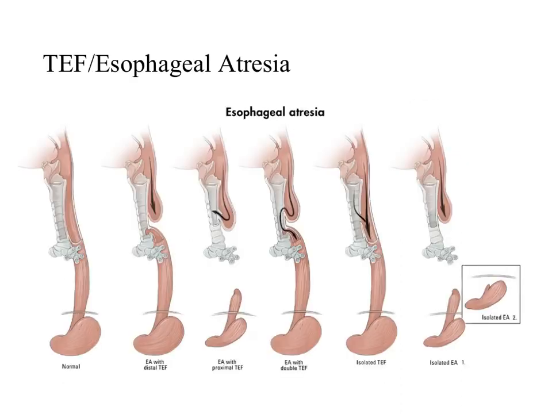Okay, next condition is called tracheoesophageal fistula. That's what TEF stands for, tracheoesophageal fistula, and/or esophageal atresia. And that's what we see in the pictures here. So here's normal anatomy, right? Here's your stomach. Here's your esophagus going up into your mouth. And then here's your trachea, and then branches off into the lungs. So this is normal. We like it.